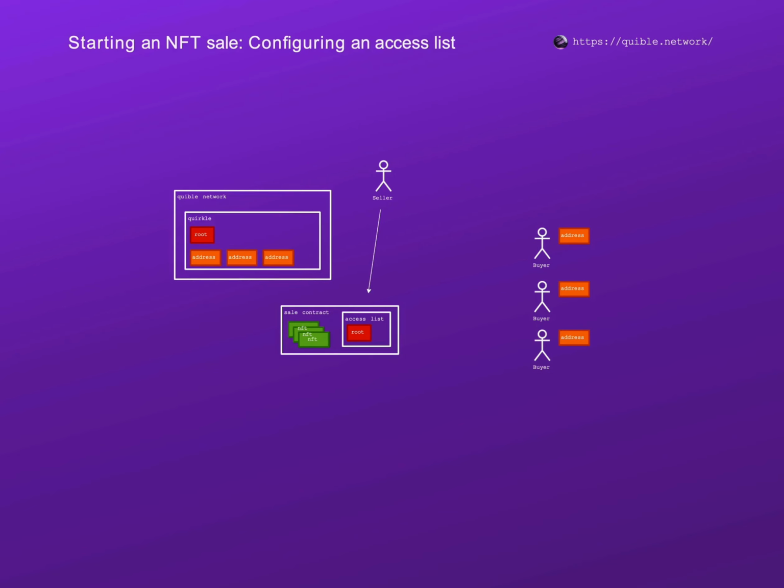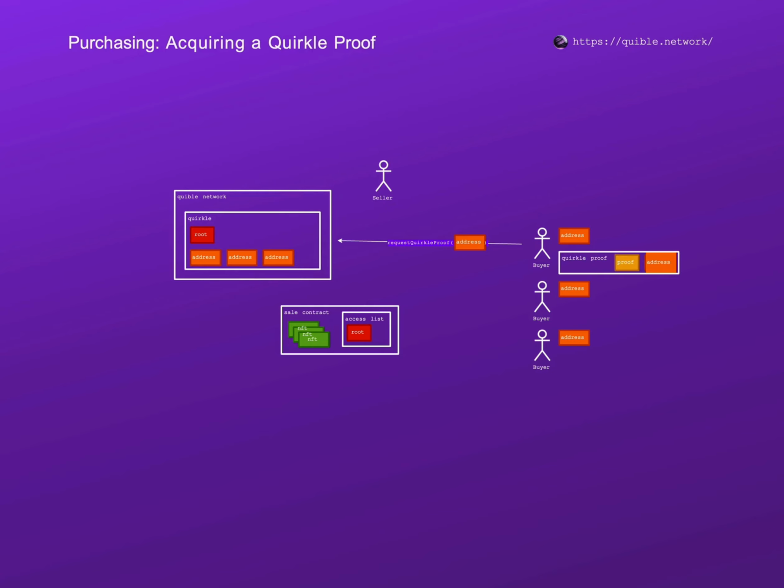Now let's see this in action. When a buyer begins to purchase, they must first acquire the proof by connecting to the Quible Network and requesting it. This exchange requires no gas. In this design, a Quirkle proof is similar to a JSON web token, where it grants the proof holder access to an application or contract for a limited period of time.